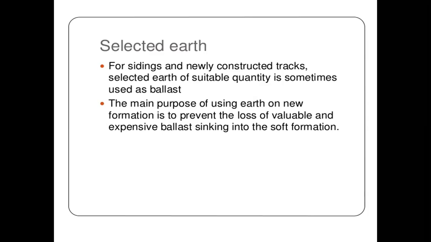These formations can sink. So if we use the expensive ballast on newly laid railway tracks, the tracks we laid can sink into the soft soil. So we use selected earth as a ballast in the early stages of new railway tracks.